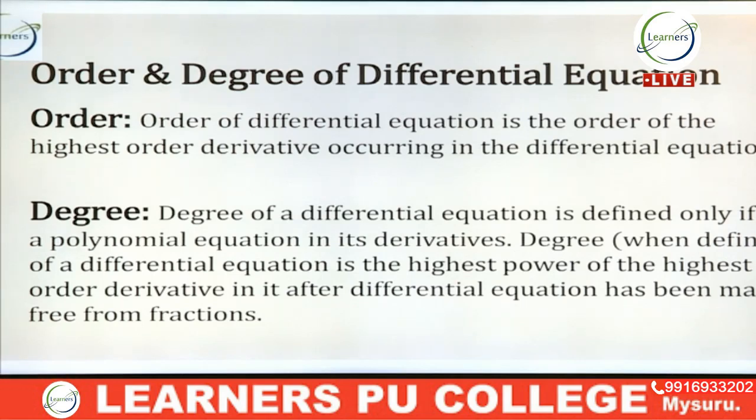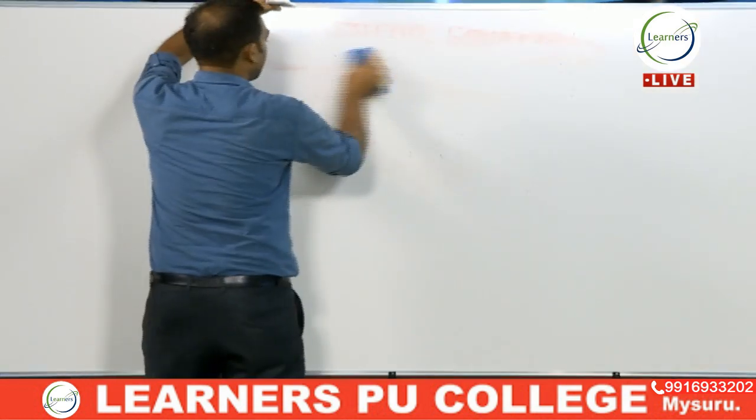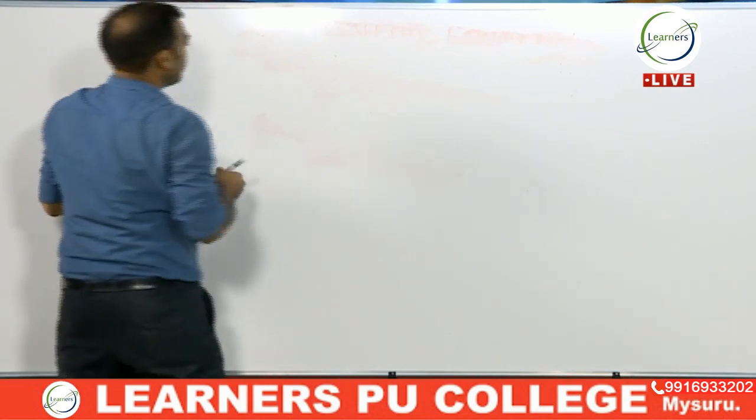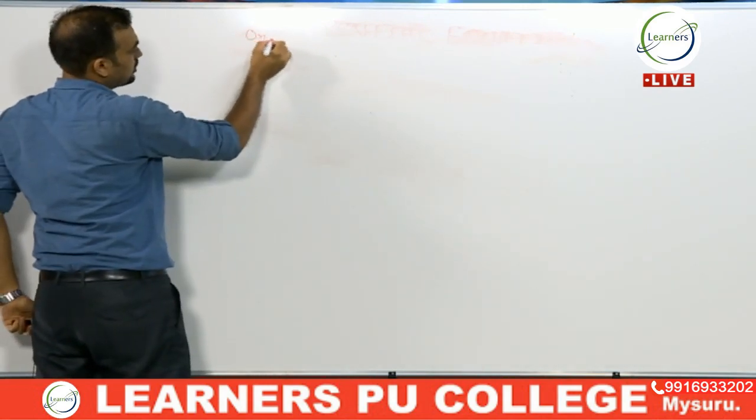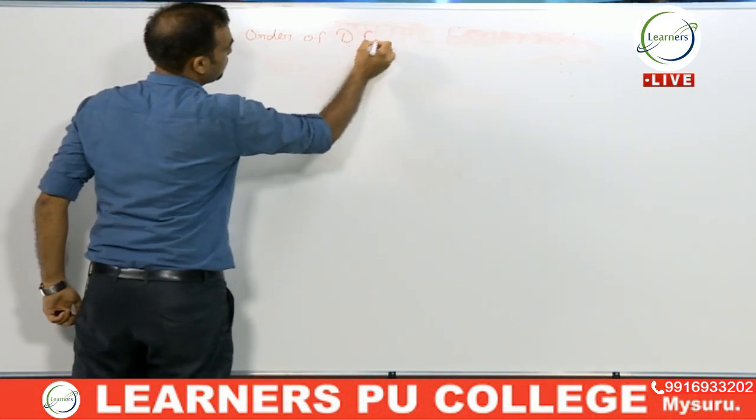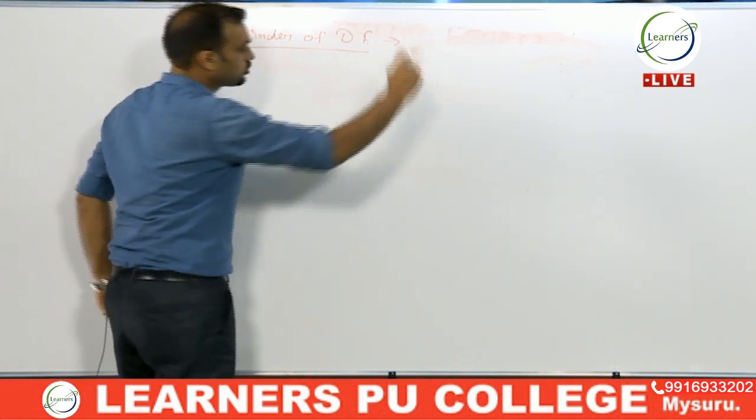Okay, so now the next topic, which is very important from the exam point of view, like CET. Sometimes you will see they are asking simply what is the order and what is the degree of a differential equation. So now I'm going to talk about degree and order of a differential equation. We will start with the order of a differential equation. So what is the order?